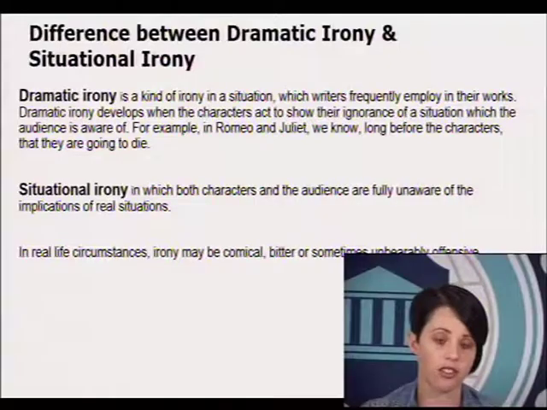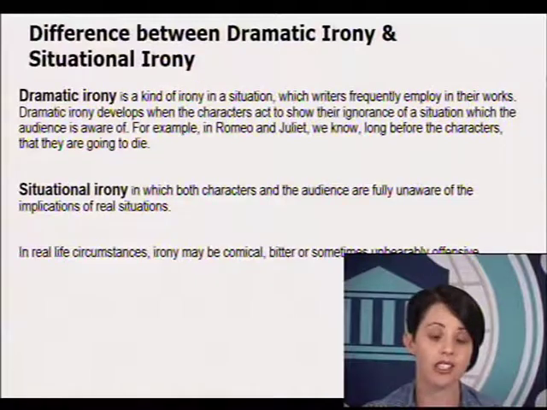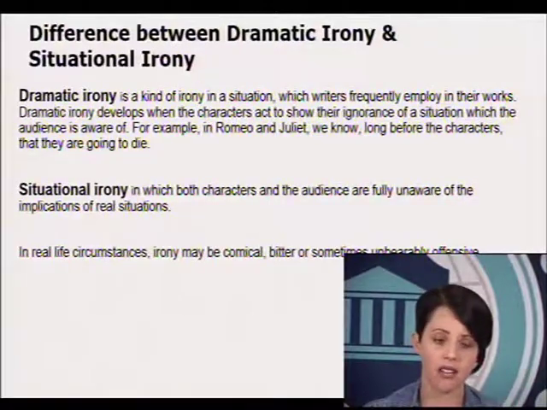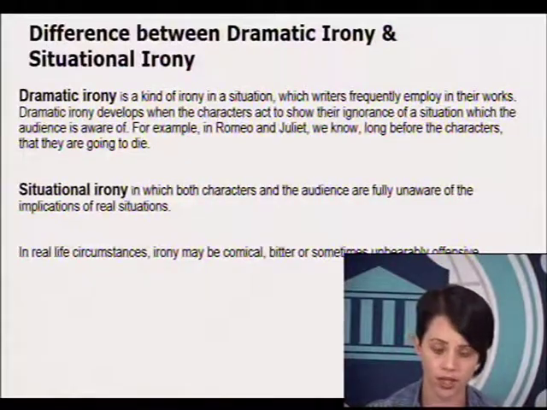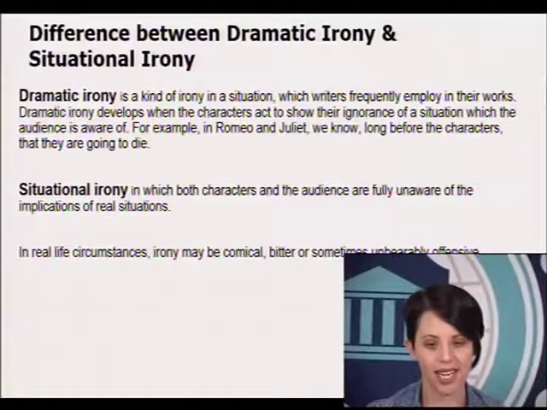So with irony, you get different types of irony. In this situation, we have dramatic and situational irony. What is dramatic irony? It is a kind of irony in a situation which writers frequently employ in their works. Dramatic irony develops when the character acts to show the ignorance of a situation which the audience is aware of. For example, in Romeo and Juliet, we know long before the characters that they are going to die. So that's dramatic irony. It creates the drama in the scene.